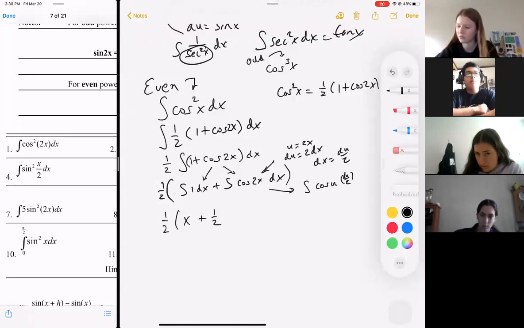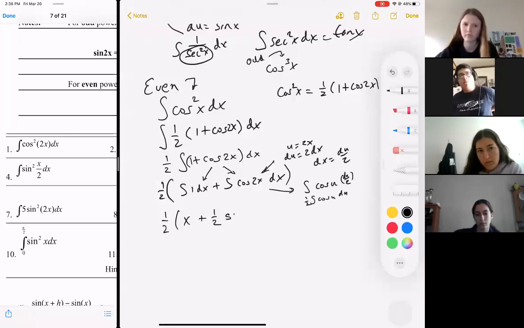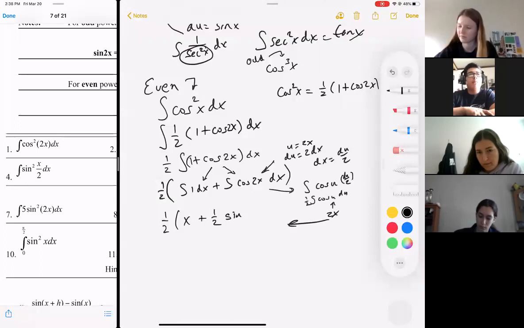And the integral of cosine u du is just cosine. Oh, sorry, it's a sine. And then instead of writing u, I'm going to plug back 2x. And don't forget to write plus c.